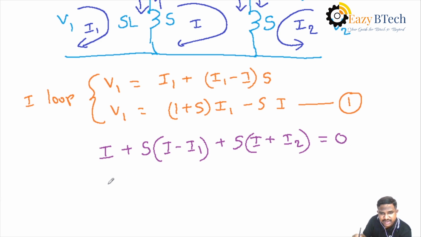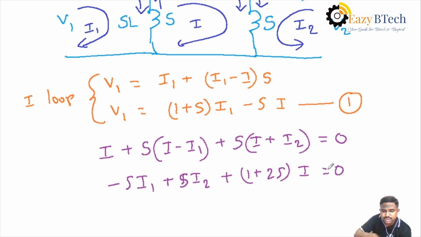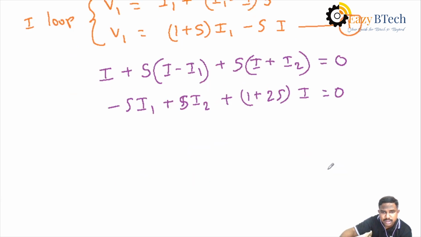You can simplify the equation: minus S into I1 plus S into I2, then 1 plus S plus S, that is (1 plus 2S) into I, equal to 0. Then from this, you have to find the value of I. We don't require the value of I; we require the values of V1 and V2 in terms of I1 and I2. That's why you have to eliminate the value of I here.